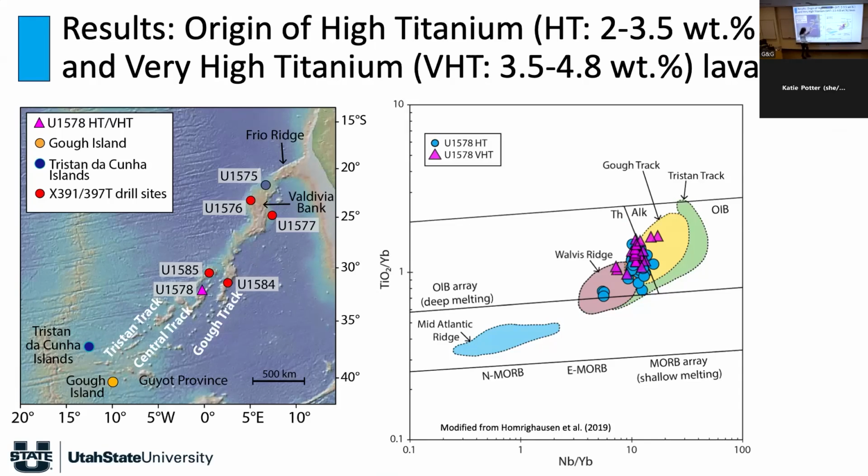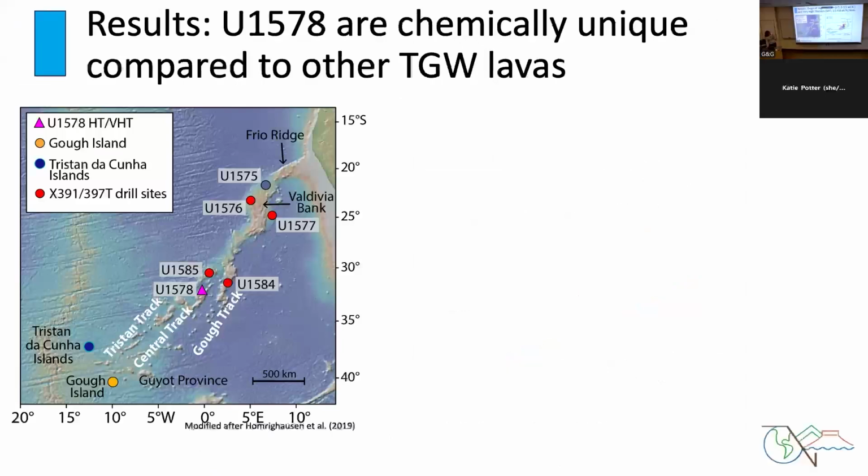And as a reminder, the Walvis Ridge part right here documents that interaction with the mid-Atlantic ridge, so it's a little bit more influenced by upper mantle compositions. And then we get to the Guff track, which has that enriched mantle 1 signature, and Tristan has a few different components mixed in. But we're sitting right in the middle here, between Walvis and Guff track, with 1578. So these are a distinct geochemical signature that might represent a little bit of interaction between the Walvis and the Guff components.